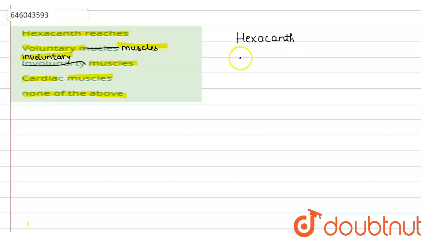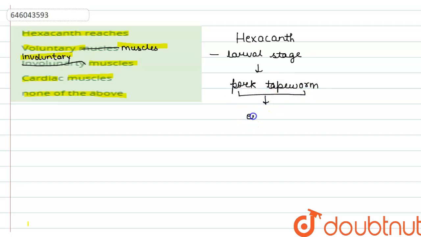Okay, so let's start our discussion with the hexacanth. Hexacanth is the larval stage of what? Of pork tapeworm. Now this pork tapeworm is an endoparasite and it lives in the human intestine.